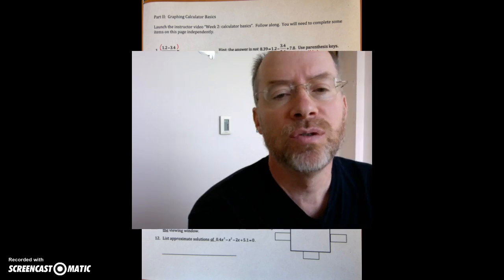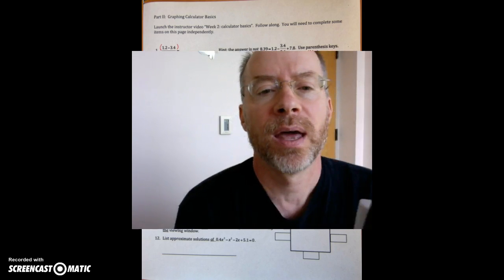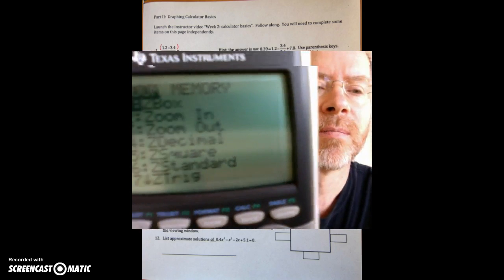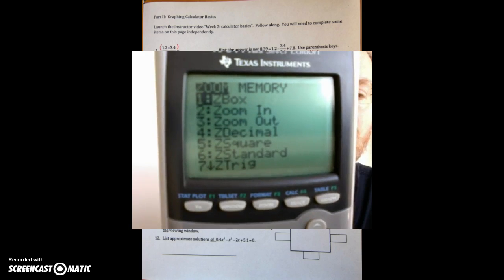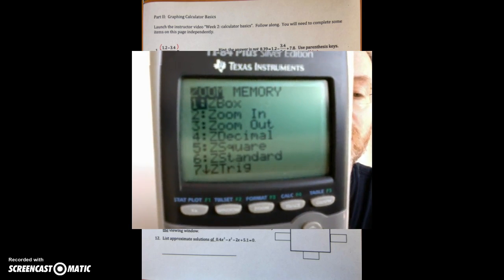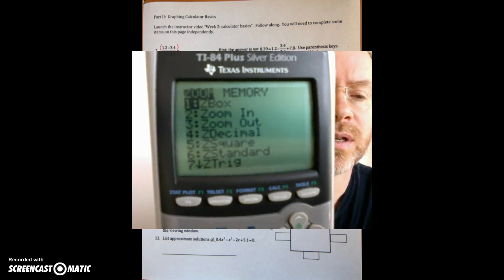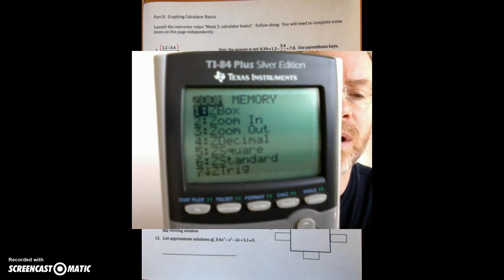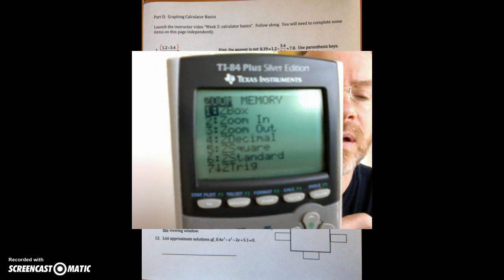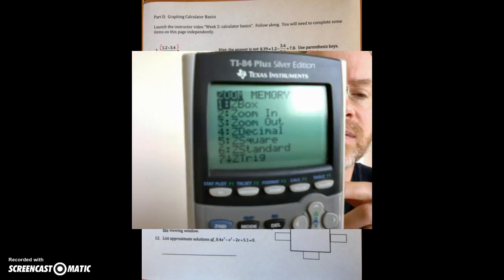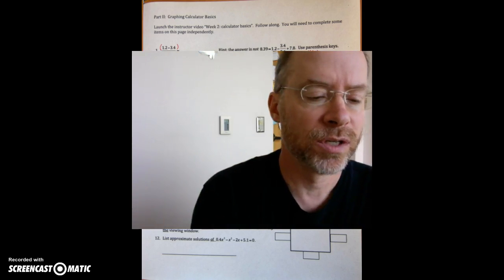And I'm going to use the zoom menu for that. So I'm going to press zoom and I get all of these choices. Zoom in, zoom out, those will just zoom in toward the cursor or away from the cursor. Zoom decimal, zoom square is a square window. Z standard gives you the standard -10 to +10. Let's use the first option, Z box, which is a really nice one.